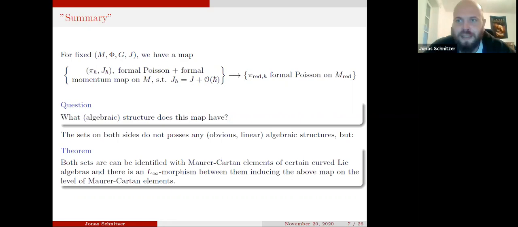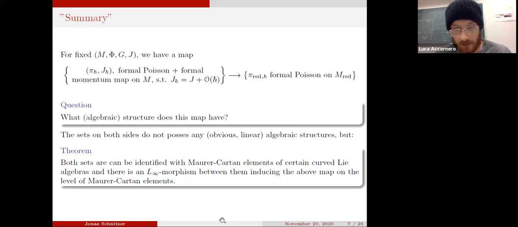We will see in a second that an L-infinity morphism between curved Lie algebras always induces a map on the level of Maurer-Cartan elements. And this map we can recover with this L-infinity morphism, okay? So basically what I'm saying is that Marsden-Weinstein reduction, or the BRST method for reducing, is, something in the chat.